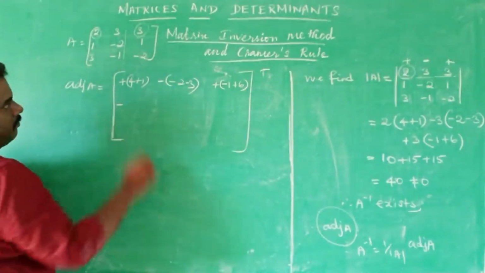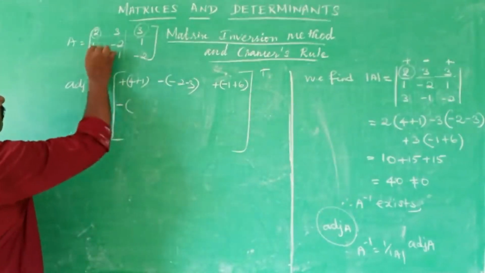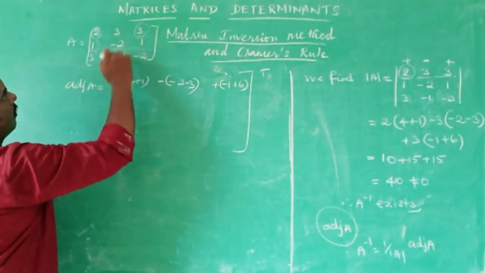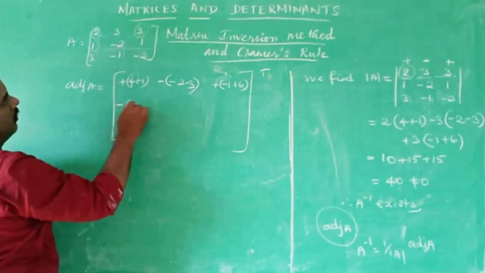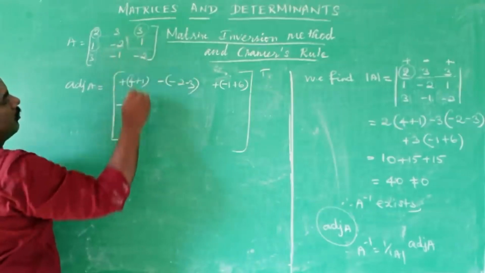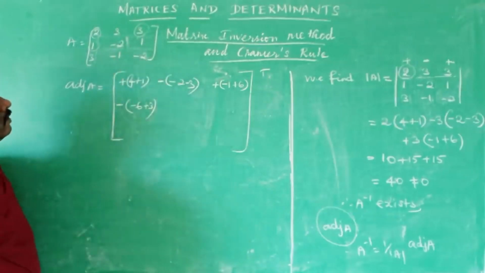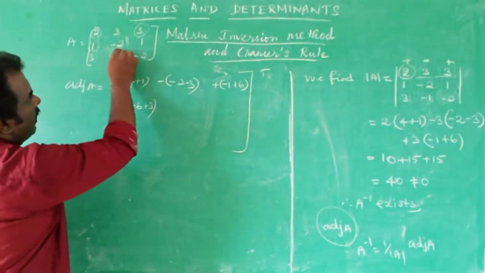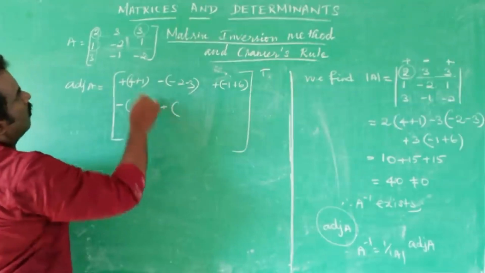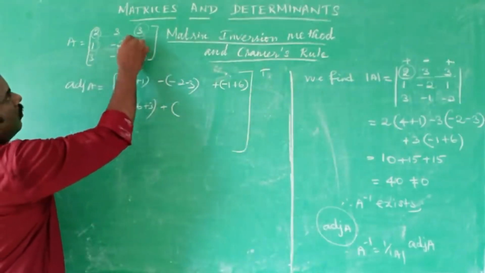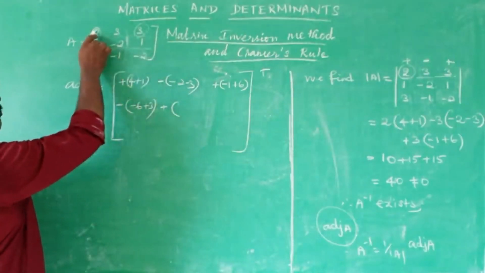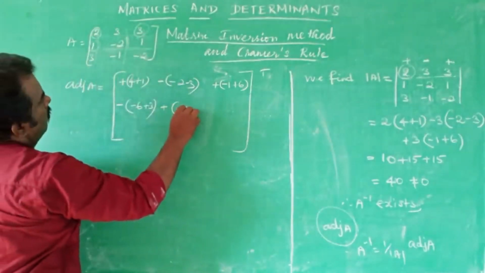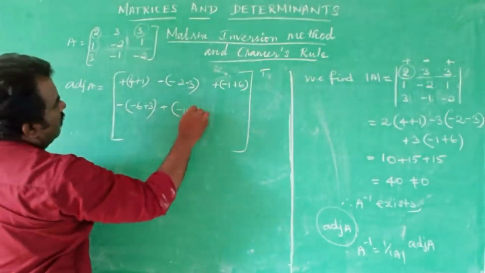Then fix the minus symbol and fix this element 1. Ignore this row and ignore this column. Take the determinant of the remaining 2 by 2 matrix, that is minus 6, minus of minus 3, plus 3. Then fix the element minus 2 with the positive symbol. Fix this element and leave this row and this column. Take the determinant of the remaining 2 by 2 matrix. That is 2 into minus 2, minus 4, then minus 9.